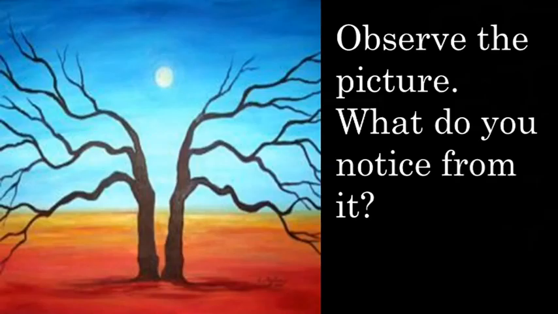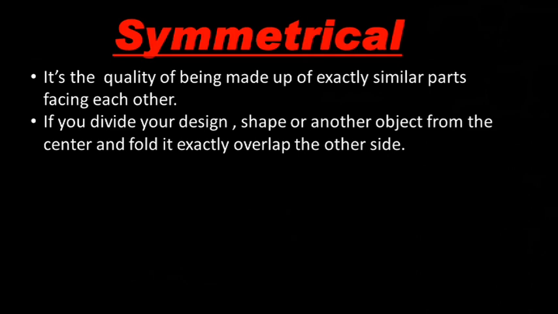Alright. Now what you have to do is observe the picture you see in this slide. What do you notice from this? Yes, this picture shows very much balance, right? The 2 sides are very equal and the tree is cut down in the middle and it shows very much equal balance from both sides, right? Okay. The picture that I showed before shows symmetrical balance. Alright, you can see that the 2 sides are very equal, right? It's called symmetrical balance. Symmetrical means it's the quality of being made up of exactly similar parts facing each other.